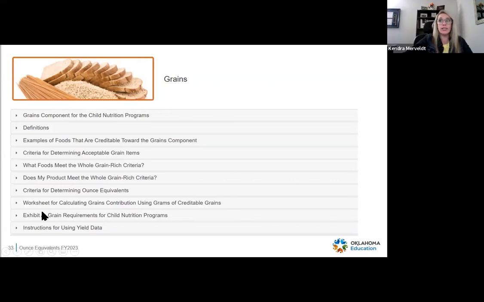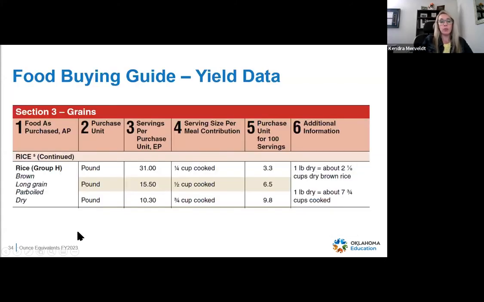It also has the schedule or Exhibit A, that's the grains chart. So anytime you see Exhibit A with grains, it's referring back to the grains chart. And then it also gives instruction for yield data. So there's a lot of good stuff that you can use from the food buying guide.